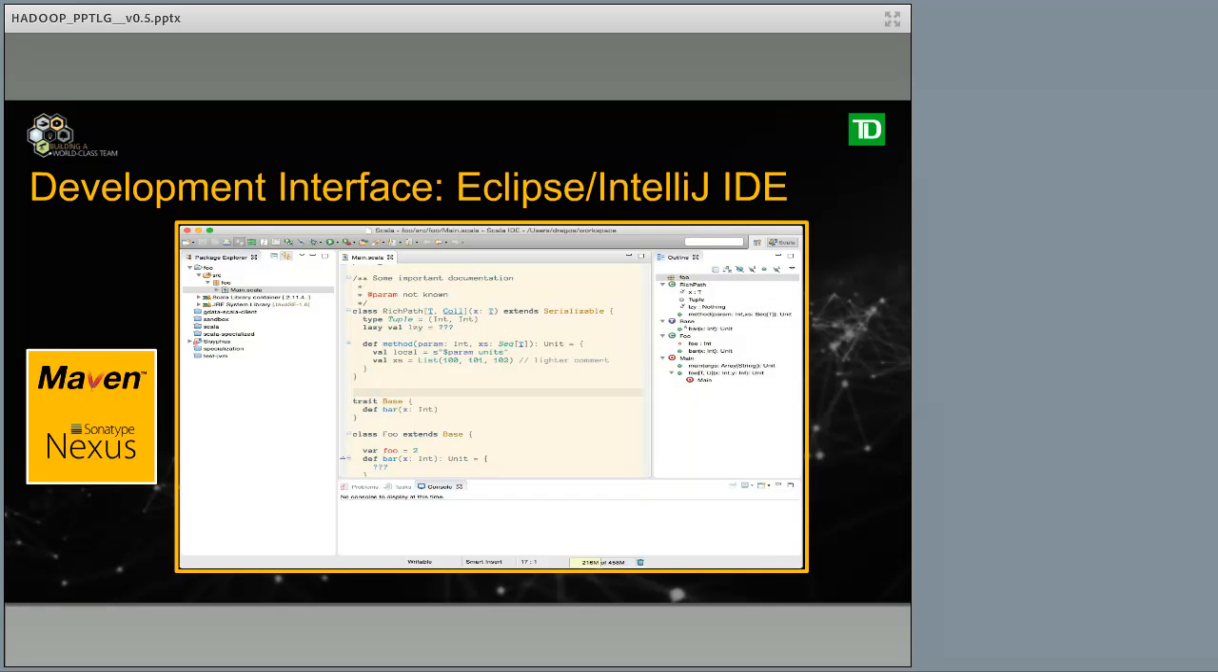To develop applications on Heat, it's recommended to use a development interface such as Eclipse or IntelliJ. Apache Maven is leveraged to download the Spark and Hadoop dependencies and provides a uniform build system for packaging your software. Nexus is used as TD's internal repository to store and distribute the software components. And for code collaboration, Bitbucket is available to use, which uses Git as its version control system.